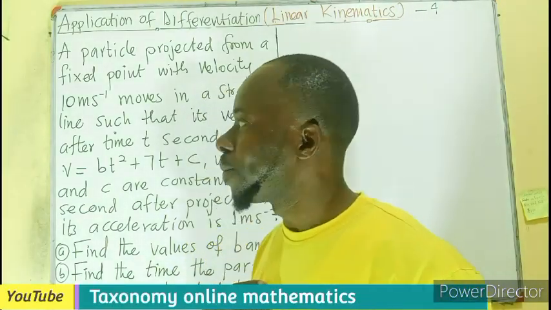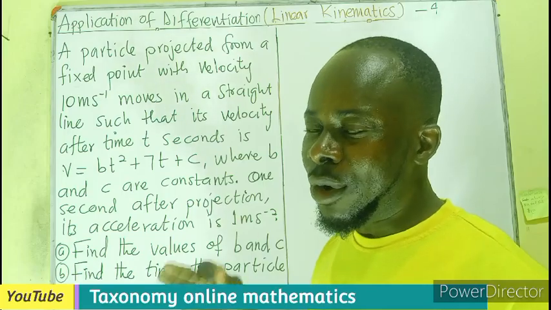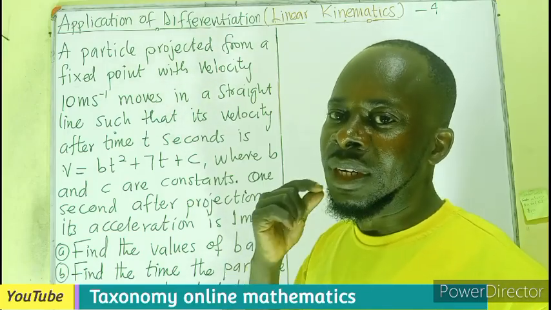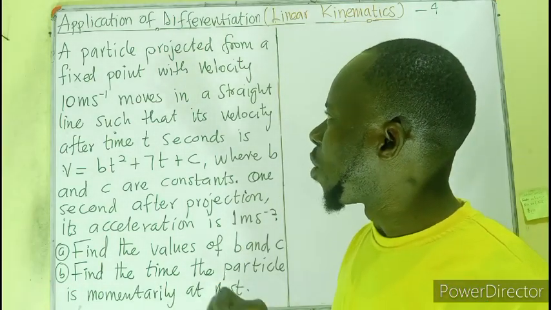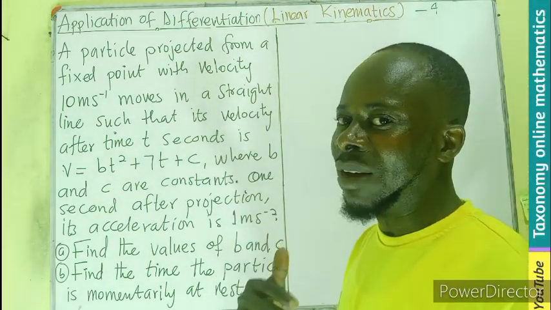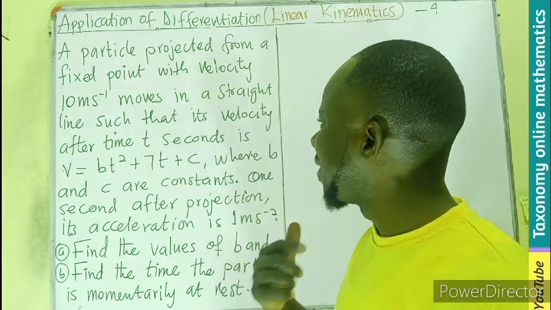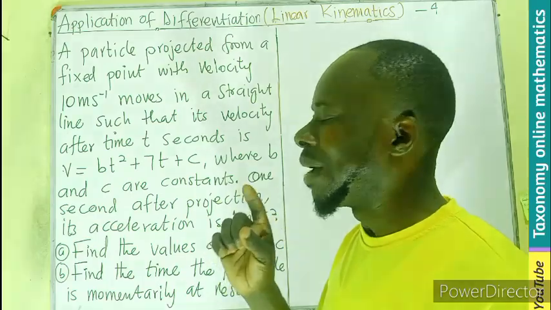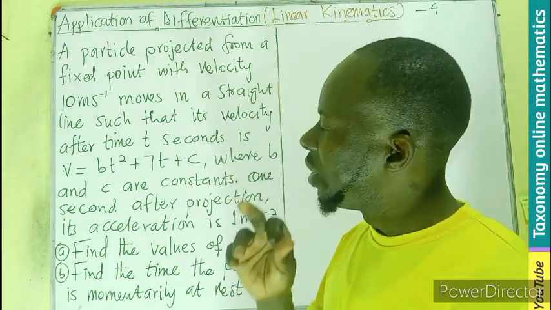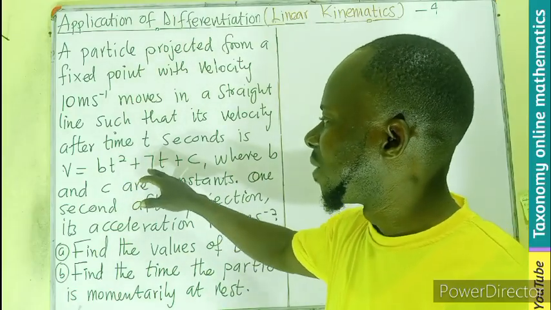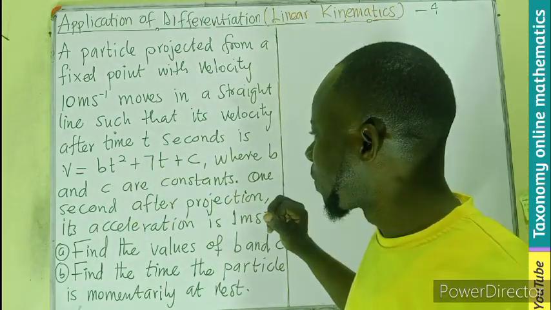Let's look at this question under linear kinematics. This is episode number 4 on the applications of differentiation. A particle projected from a fixed point with velocity of 10 meters per second moves in a straight line such that its velocity after time t seconds is given as v equals bt squared plus 7t plus c, where b and c are constants.